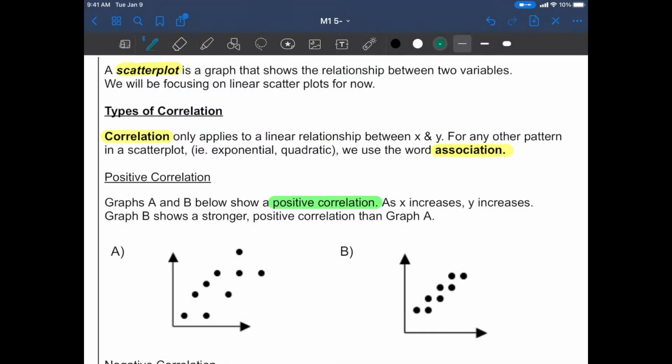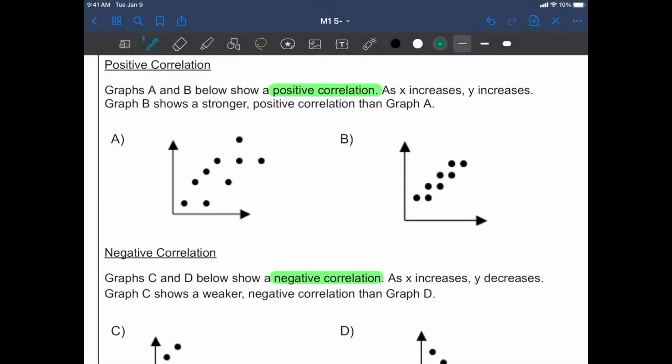A scatterplot is a graph that shows the relationship between two variables. We will be focusing on linear scatterplots only for now. There are different types of correlation. Correlation only applies to a linear relationship between x and y. For any other pattern in a scatterplot, like an exponential or quadratic pattern, we will use the word association.